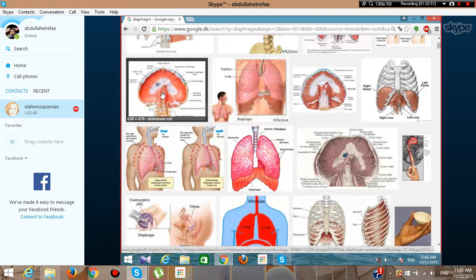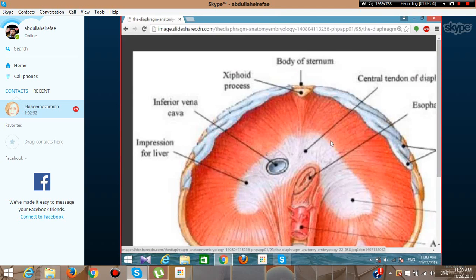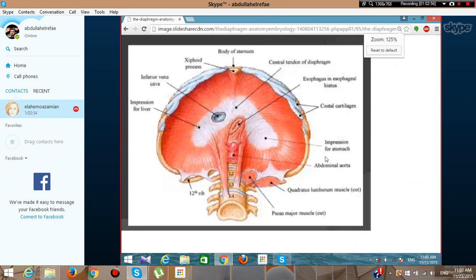Okay, diaphragm. This is a good picture. Here, you know, we're looking from the abdominal cavity up. The organs are removed. Do you see these are the rib cage? And these are the lumbar vertebrae. So diaphragm, what is it? It's made of muscles and tendons. Do you see around it? It's made of muscles, and all the muscles insert in the middle, which is called the central tendon.